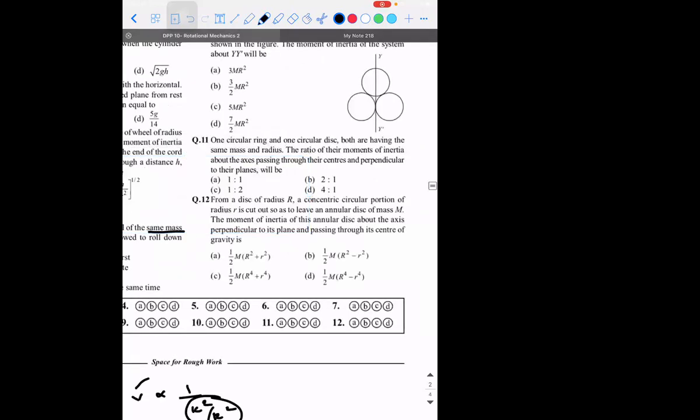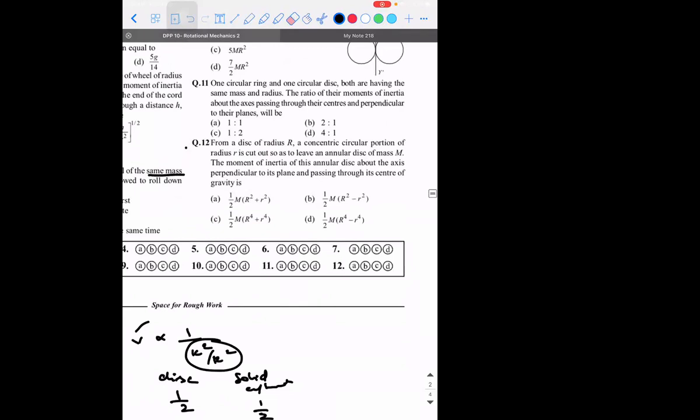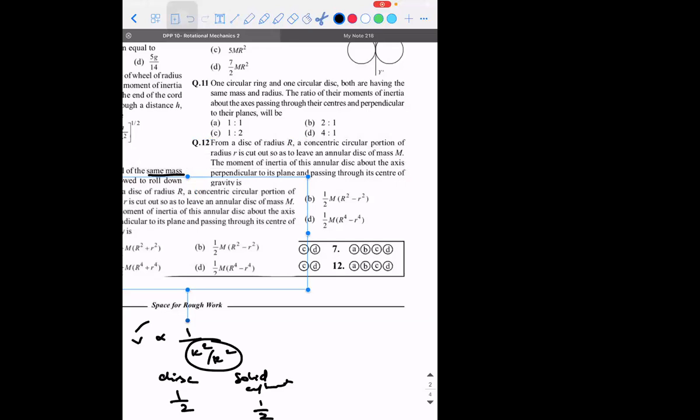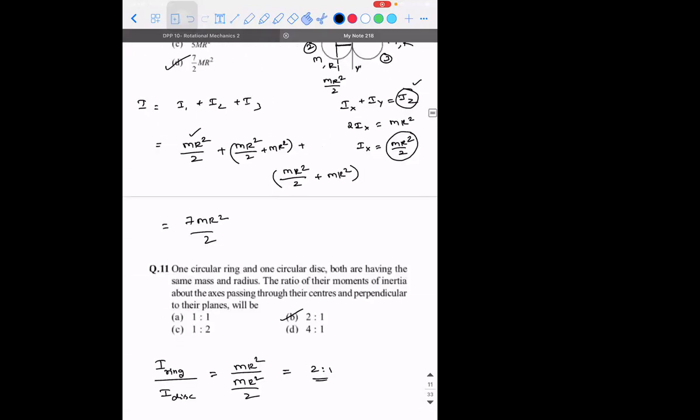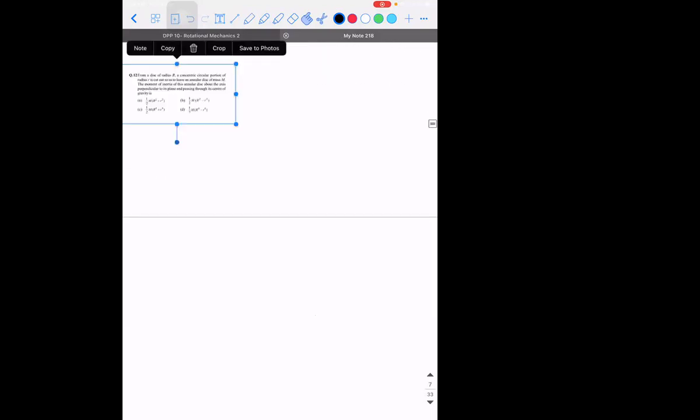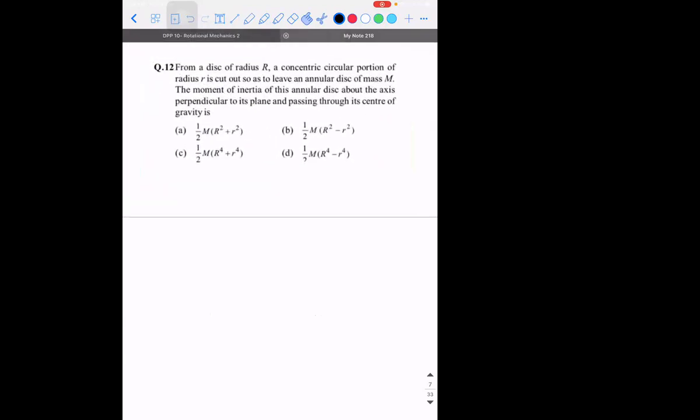Right. Next. Let's see. I think they have cut the portion. Okay, let's see. I think this should be a good problem. So from a disk of radius r, a concentric circular portion of smaller radius is cut, so as to leave an annular disk of mass capital M. The moment of inertia of this annular disk about the axis perpendicular to its plane and passing through its center of gravity.